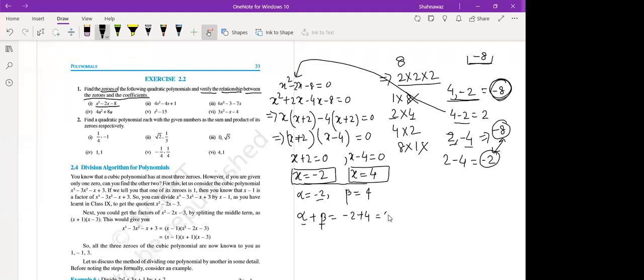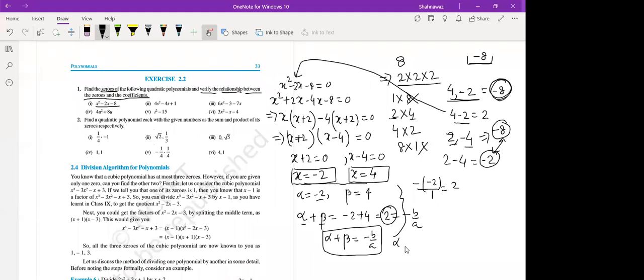So this is 2. And what is minus b by a? Minus of minus 2 by 1, so this is 2. So we can write 2 as minus b by a. So alpha plus beta is minus b by a. So this is proven, right?